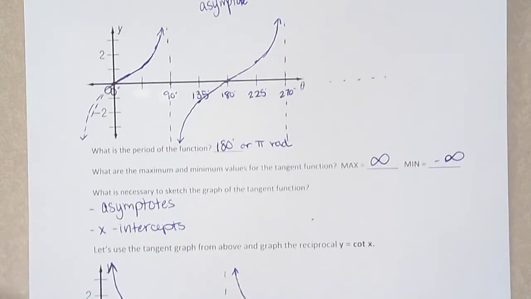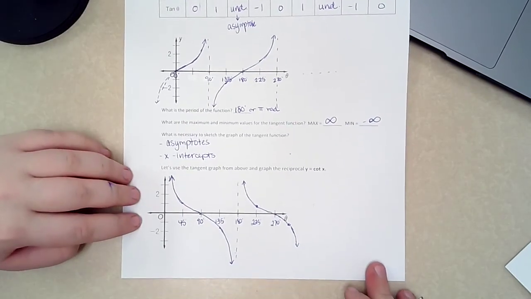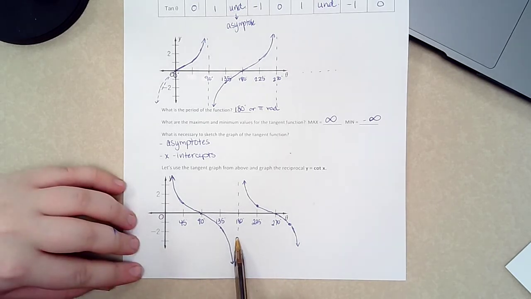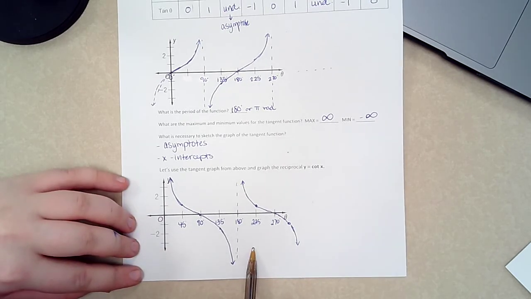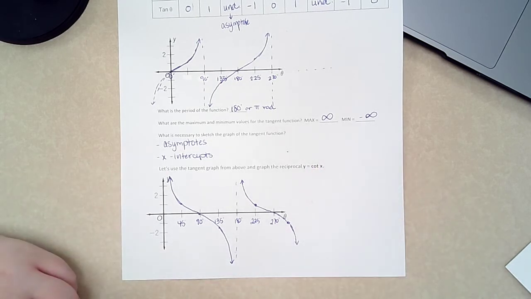So if you look here, let's see if I can zoom out. There you go. You can see both of those graphs next to each other. All that happened here was the asymptote moved 90 degrees over, and our actual graphs flipped the other direction.